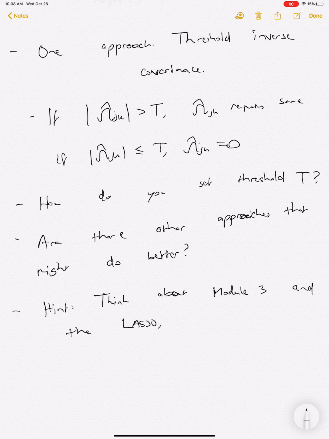We're going to do that both in the case of this inverse covariance matrix, and also for general GLM settings as well. So that's something to think about before the next lecture, where we're going to go into estimating undirected graphical models in more detail.